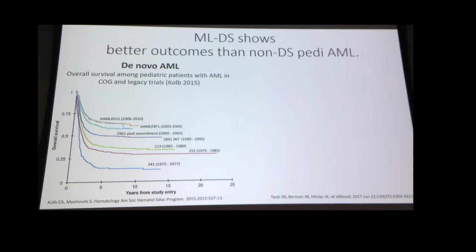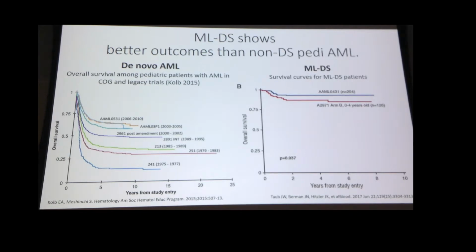Unfortunately, however, even with all those children who achieve complete remission, overall survival rates still hover right around 65% at 5 years. So really, it's still kind of a dismal diagnosis. So let's contrast that to MLDS.